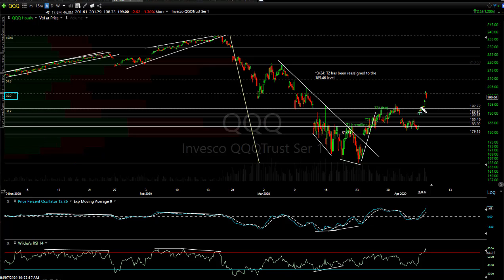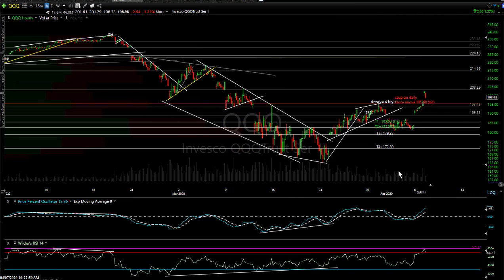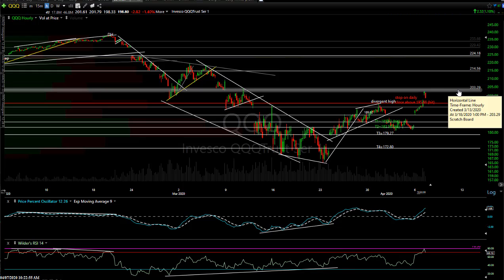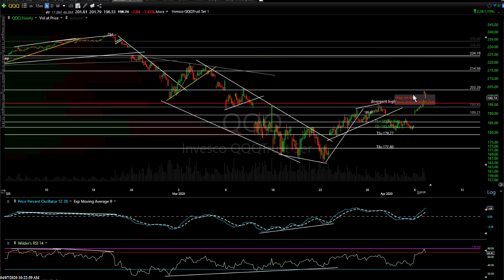Again, just a level traders watch, after we had a failure here on the first two hits of the 38.2. So we have both price resistance and a Fibonacci retracement level. Additionally, because QQQ is a major large cap index, you had that 203.29 level, pretty significant resistance as well in QQQ. So it's both price and Fibonacci resistance on the Qs right there. And so that's pretty much it.